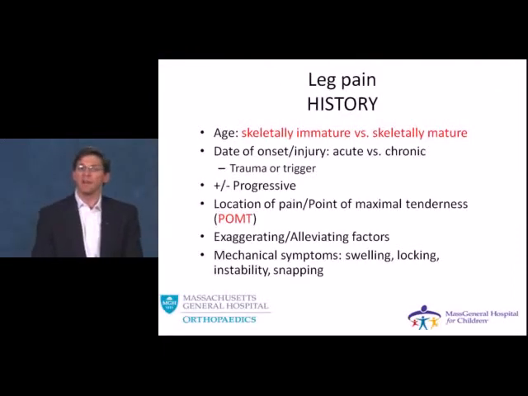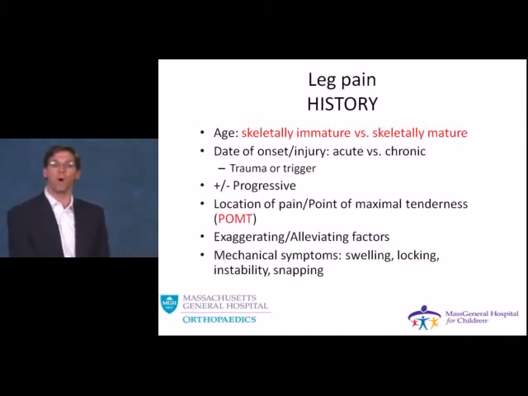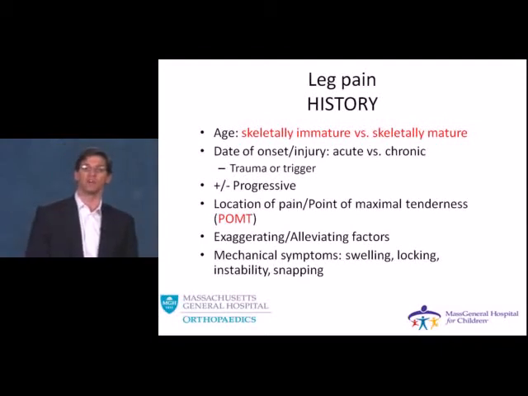Moving on to the uncommon causes of leg pain. Mixed within here will be common causes of leg pain, and hitting on a couple of the differentials, things to consider when seeing a young patient with leg pain. Again, the history looks very similar to the ankle pain, whether they're skeletally immature or skeletally mature, so that you are acutely aware of whether they have physes open or they are closed.